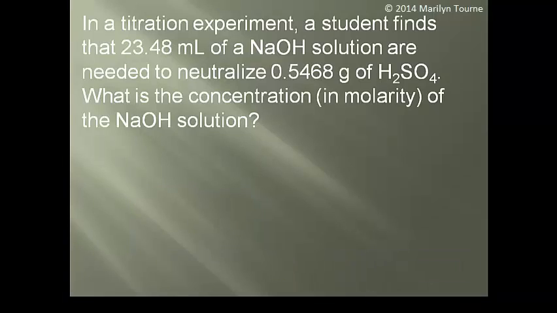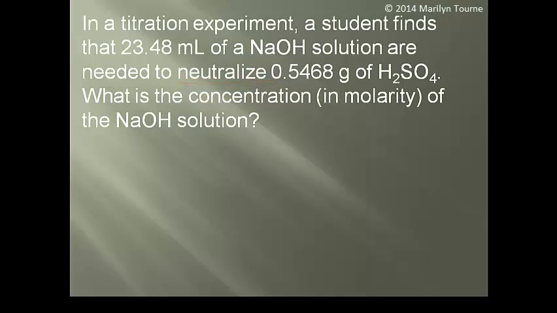A typical titration problem looks like this. In a titration experiment, a student finds that 23.48 milliliters of a sodium hydroxide solution are needed to neutralize 0.5468 grams of sulfuric acid. What is the concentration of the sodium hydroxide solution? So first thing you have to realize is that, yes, it's a titration because the problem tells you, but it's an acid-base titration because I'm telling you neutralizing.